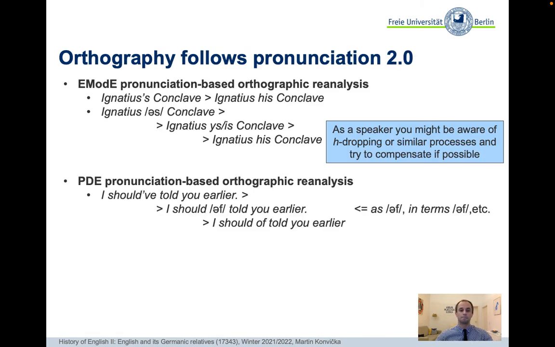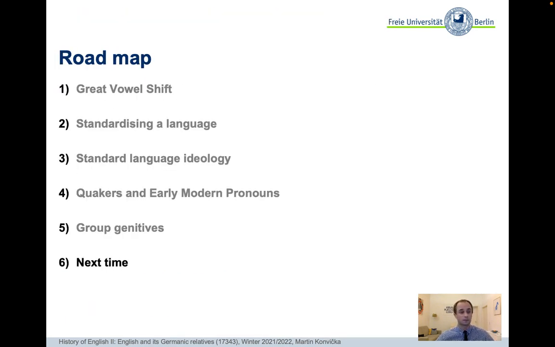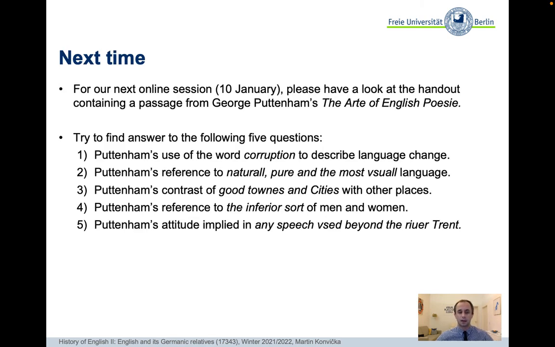Okay, but now let's get back to the last thing, what's up for next time. So next time we're going to talk about standard language ideology using the example of a text by George Puttenham, The Art of English Poesy. And what I would like you to do is to have a look at the handout that you have on Blackboard and try to find answers to the following 5 questions, right? We're going to discuss these questions, or the answers to these questions, next week during our online session.